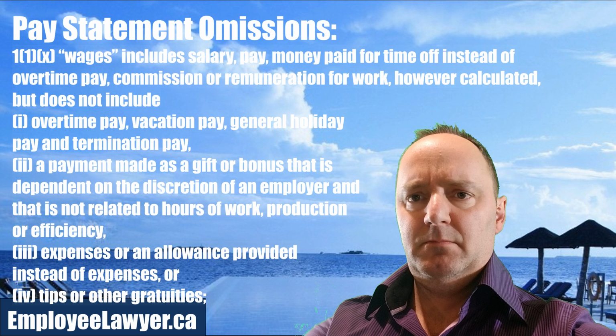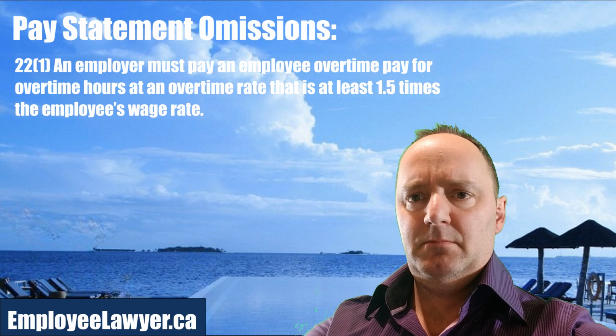Critical thing. Second critical thing is overtime rate. And once again, far too quickly do people look at the base hourly rate, the standard rate, and simply multiply it by 1.5. And if we go to section 22(1) of the Alberta Employment Standards Code, we see this is not exactly how we calculate, but instead it says an employer must pay an employee overtime pay for overtime hours at an overtime rate that is at least 1.5 times the employee's wage rate.